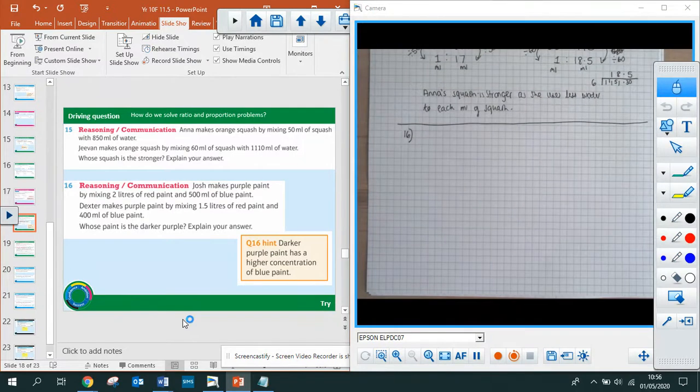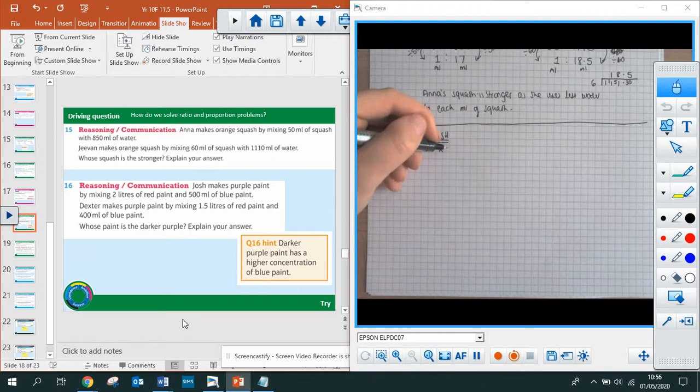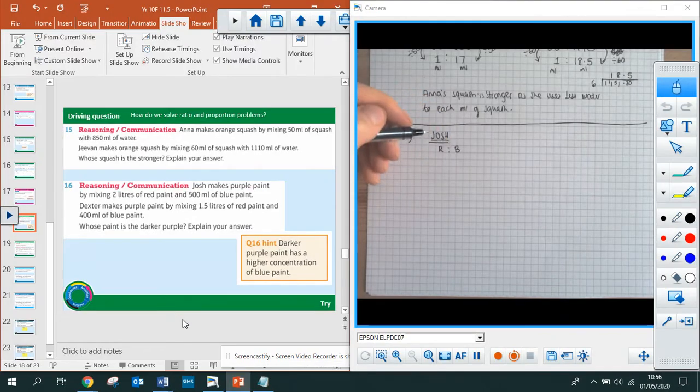Josh makes purple paint by mixing 2 litres of red paint and 500 millilitres of blue paint. Start by writing out Josh. Now there's an extra bit to this question that I hope you spotted. So Josh makes purple paint by mixing 2 litres of red paint, so we've got red, to 500 millilitres of blue paint. Okay. 2 litres to 500 millilitres.